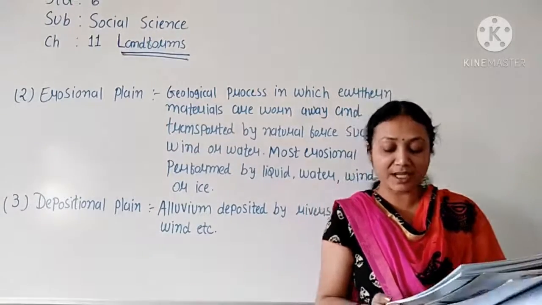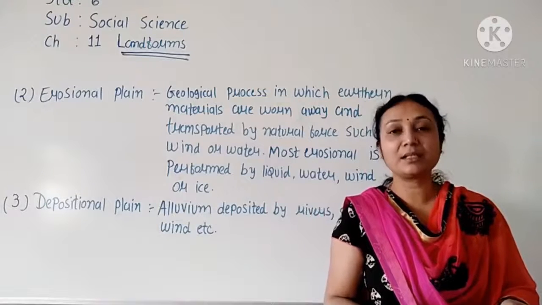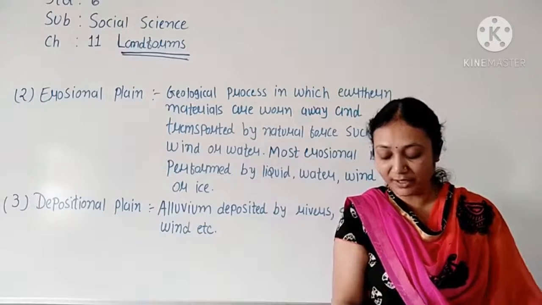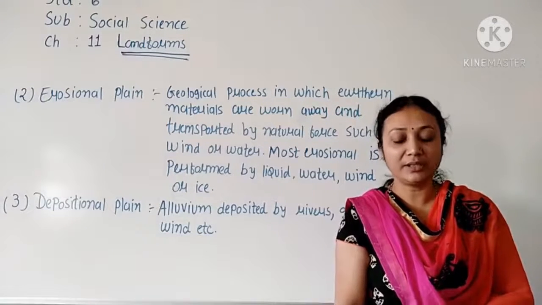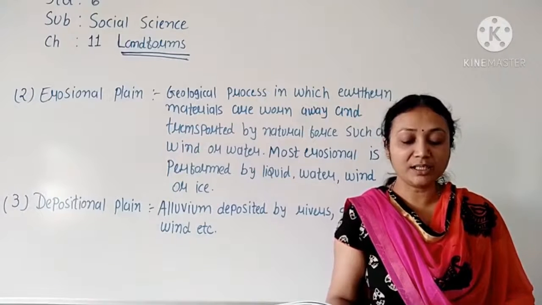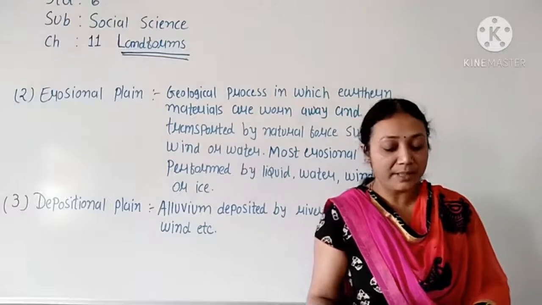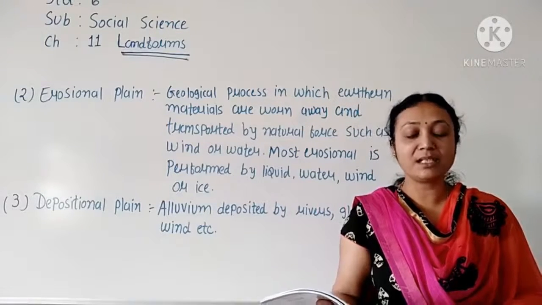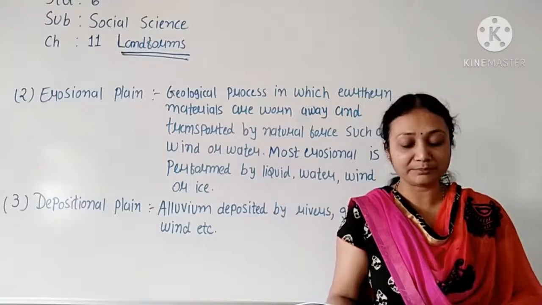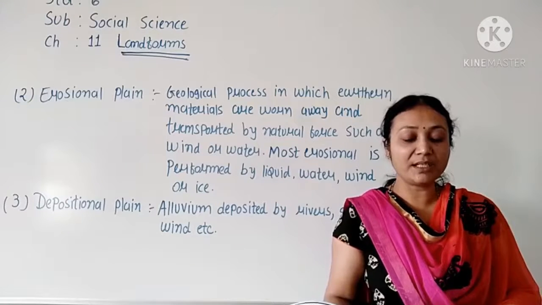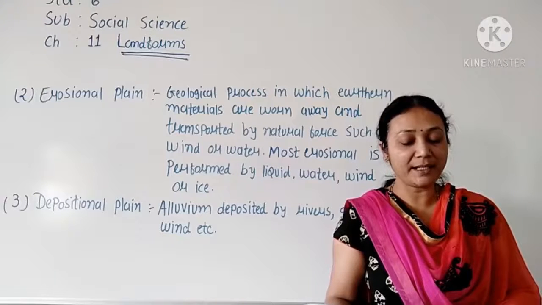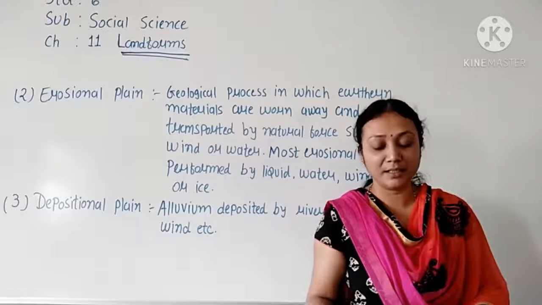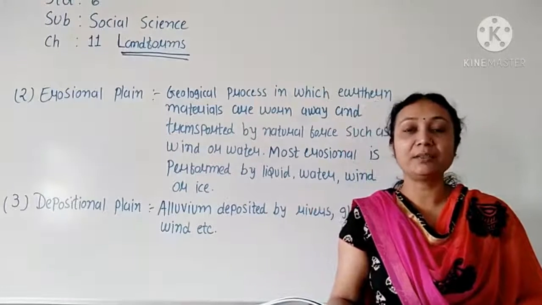But the second is lacustrine plains. Some rivers meet lakes. These rivers deposit sediment, soil, sand, etc. there in the lakes. So the lake is gradually filled and in the course of time, a plain is formed which is called a lacustrine plain. The Kashmir Valley and the Imphal region of Manipur state in India have lacustrine plains.